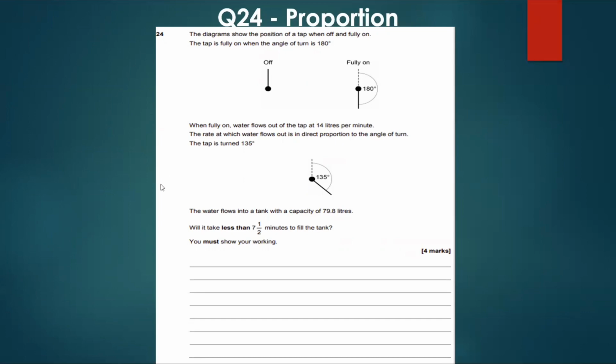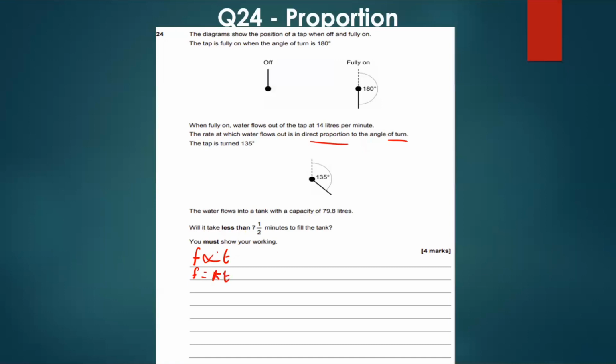So first of all, we need to know what it is actually saying. It says the rate at which water flows out is in direct proportion to the angle of turn. So what we can say is that F, the flow of water, is in direct proportion to the angle of turn, which we're going to call T. When we're looking at direct proportion, we can say that F is equal to K, which is our constant, times T.